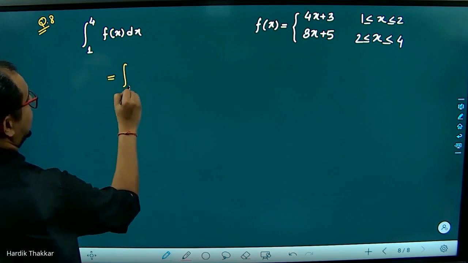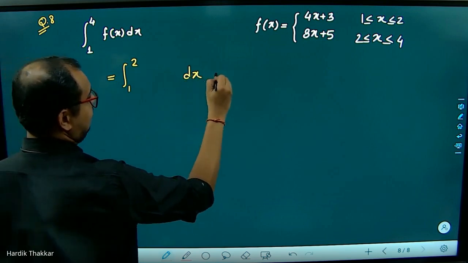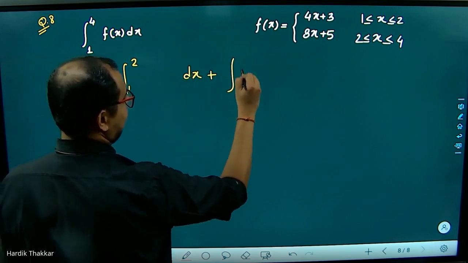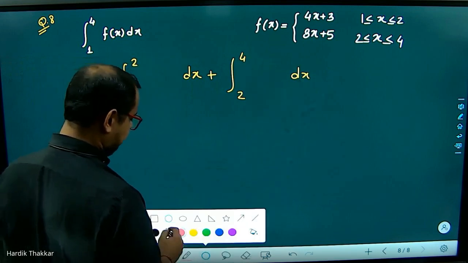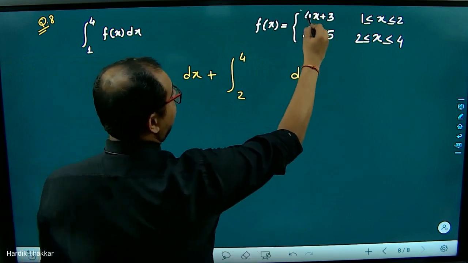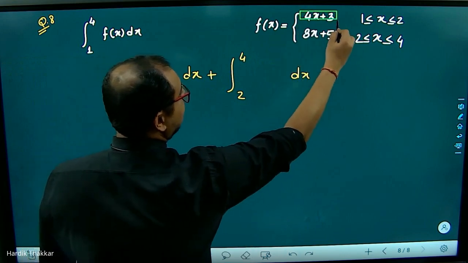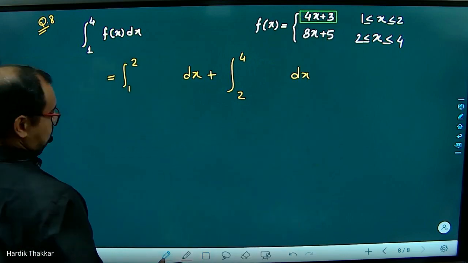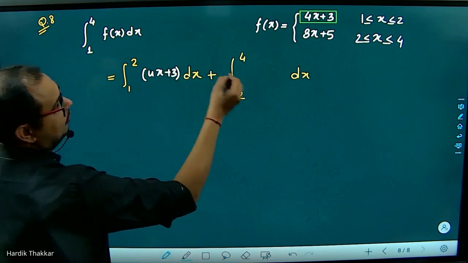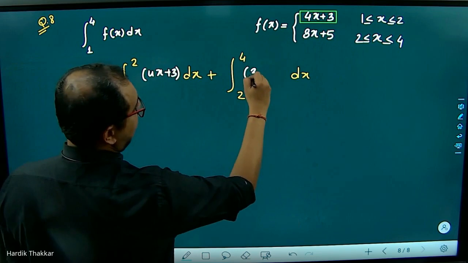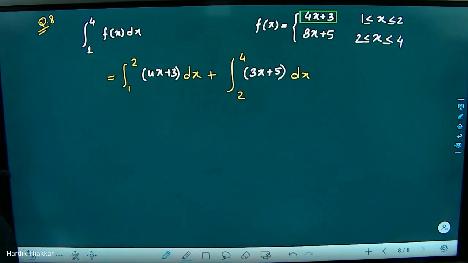So it will be like integration 1 to 2 dx plus integration 2 to 4 dx. In place of the first interval, we will replace this value by this value. So it will be 4x plus 3. Whereas for the second interval, we will write it like this, 3x plus 5. And further, we can integrate this.